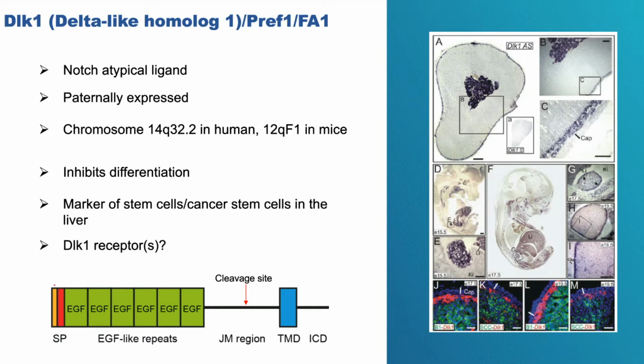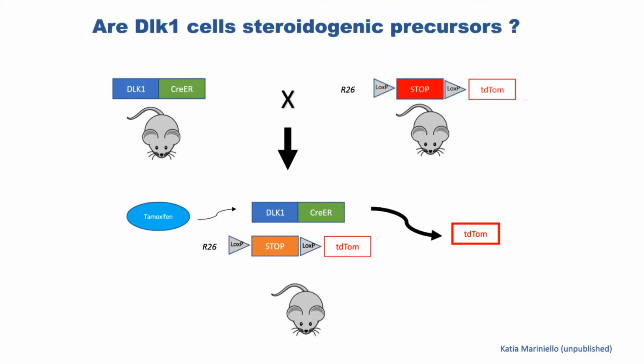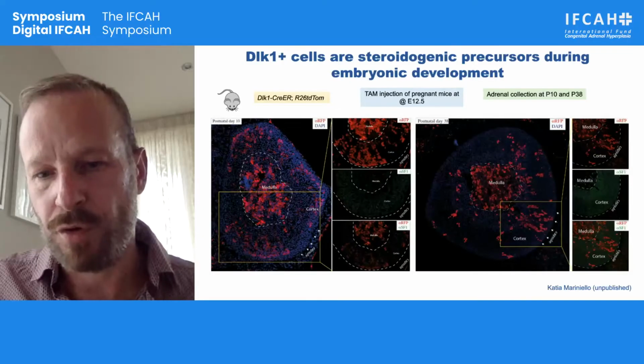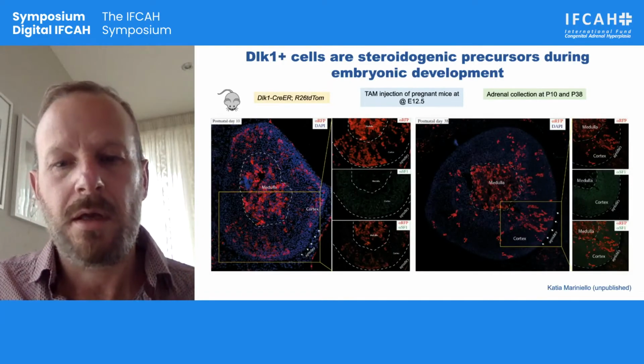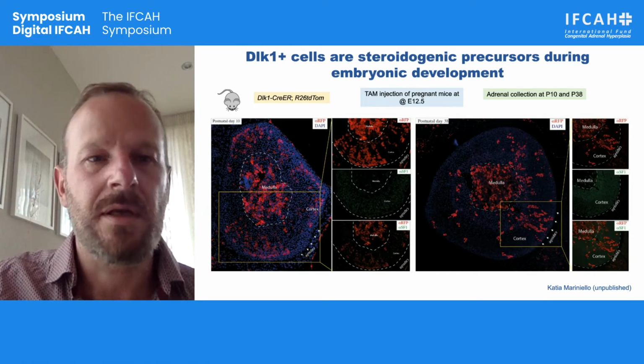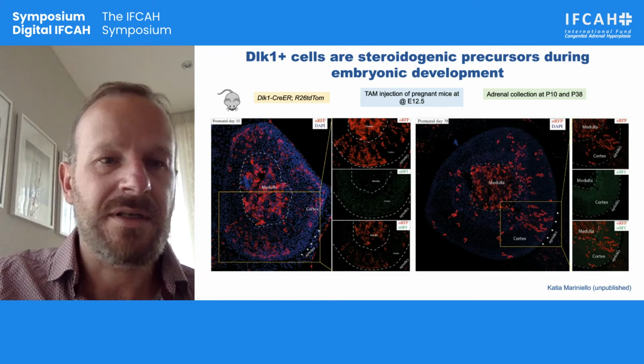There is some controversy relating to the way it acts on cells, but basically we now know that DLK1 expressing cells, which are normally at the periphery of the gland, are indeed another population of adrenocortical stem progenitor cells, and we have demonstrated this using genetic lineage tracing.